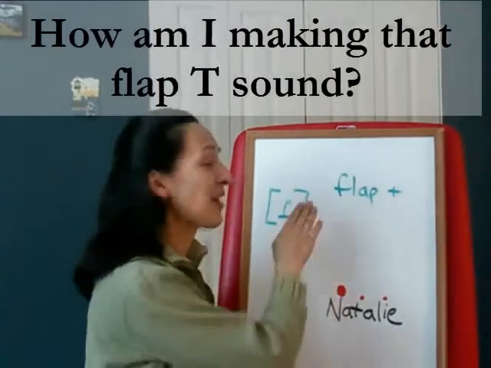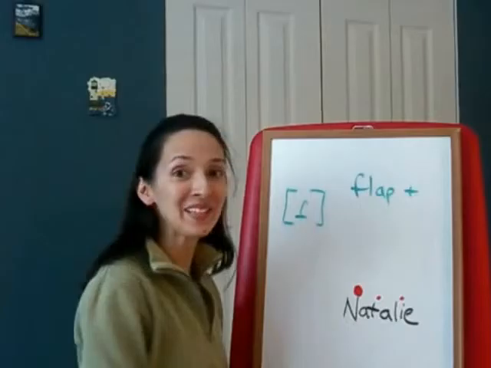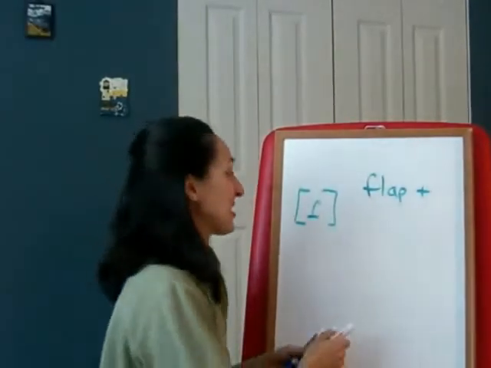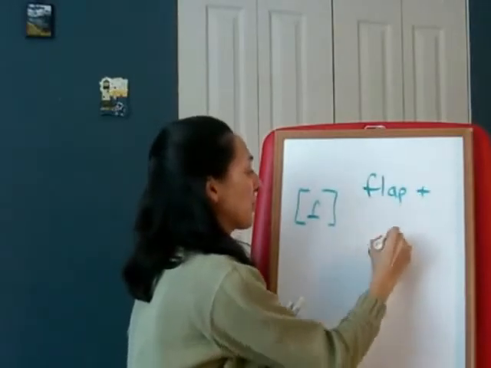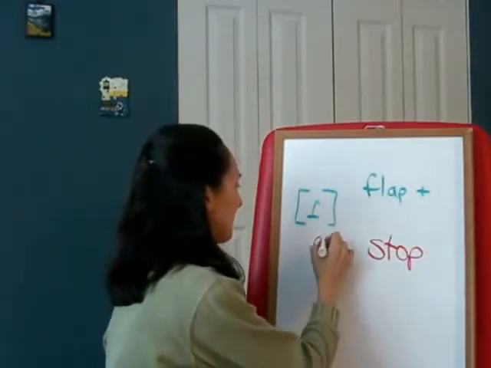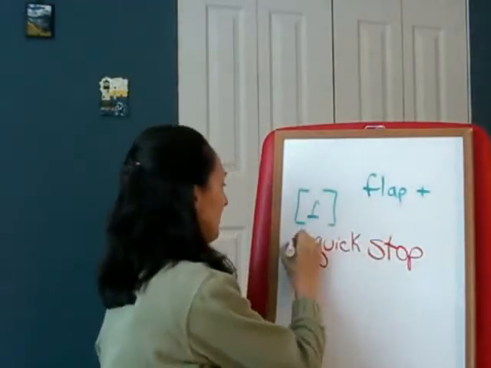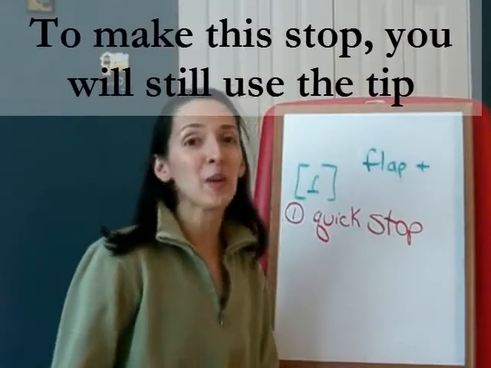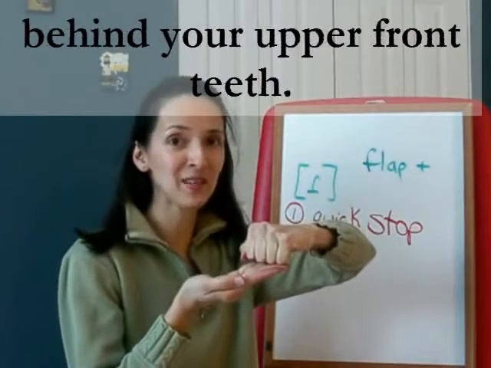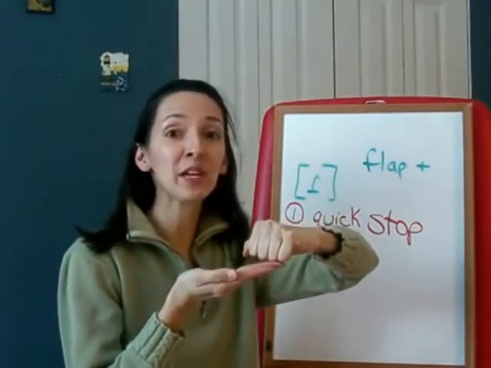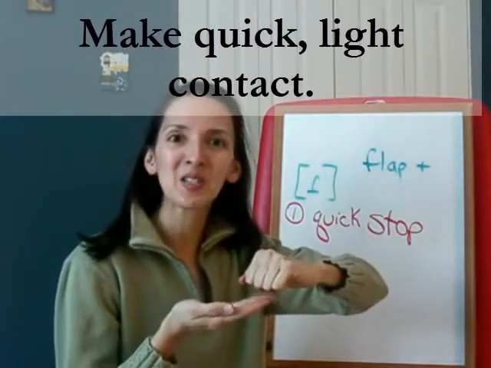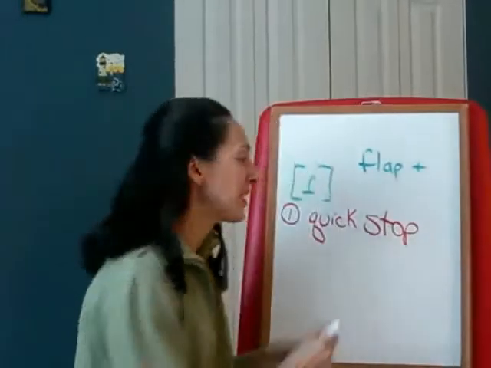Now, how am I making that flap T sound in a name like Natalie? Well, the flap T is still a T, so we're dealing with a stop. But it's a very quick stop. To make this stop, you will still use the tip of your tongue against that hard bump behind your upper front teeth. But that contact is very quick. It's quick, and so it becomes lighter, softer. In fact, we can call it a tap.